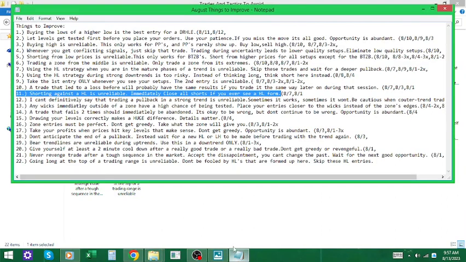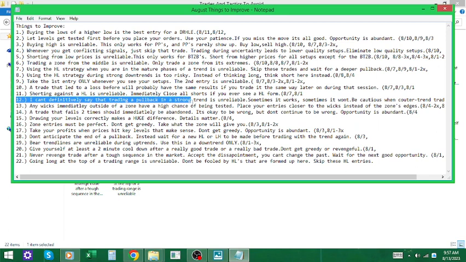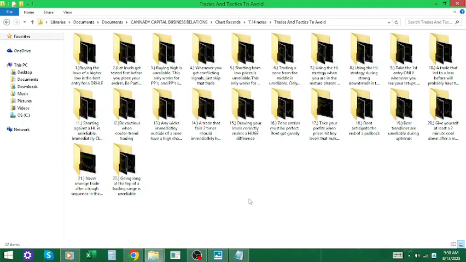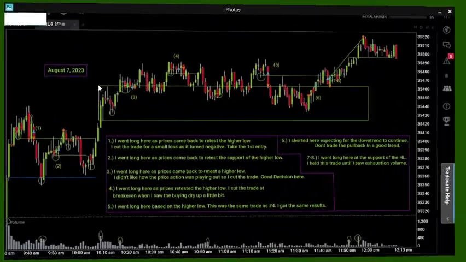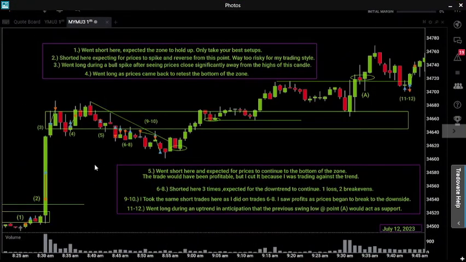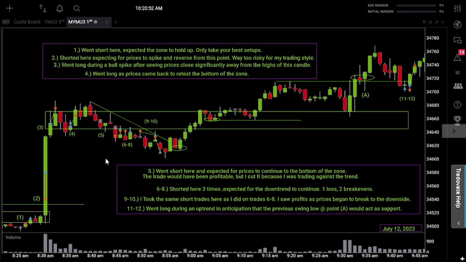Be cautious when you counter trend trade. I can't definitively say that trading a pullback in a strong trend is unreliable. Sometimes it works, sometimes it doesn't. That's why I always say be cautious, because I'm still trying to do research and figure out the reason why on some days the first pullback is not a pullback that you can counter trend trade, but on other days the first pullback is a pullback you can counter trend trade on. So let's just look at some examples, and let me give all the information to you, and allow you to make the decision that you want to.